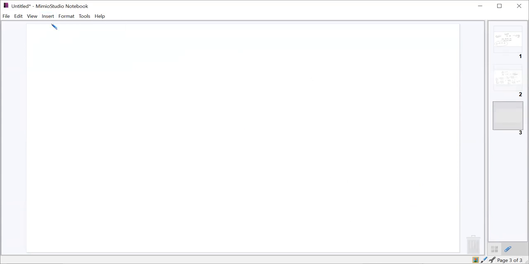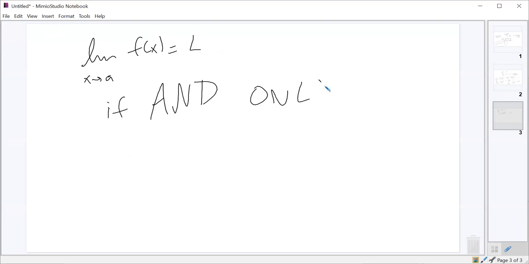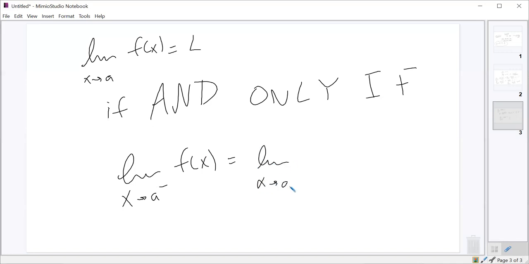And so the important thing to keep in mind with that is that the limit as x approaches a of a function equals L if and only if, I'll write this in big letters, if and only if the limit as x approaches a from the left of f of x is equal to the limit as x approaches a from the right of f of x, and they're both equal to that same value of L. So the limits from the left and the right have to be the same. If they're not the same, then the two-sided limit doesn't exist.